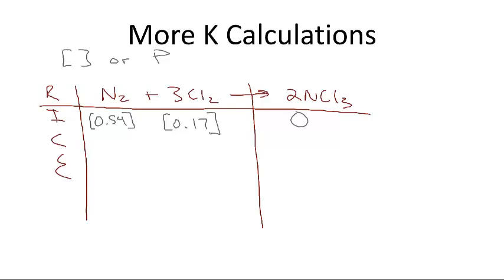Okay, so now I introduce this into the container. A reaction happens. As this reaction happens, what's going to happen to my reactants? Concentration of my reactants decrease, my concentration of my products increase. Now, if my concentration of N2 goes down by X, how much does my concentration of Cl2 go down? How much does my concentration of NCl3 go up? Coefficients. Watch your coefficients. Right, so this is just stoichiometry at this point.